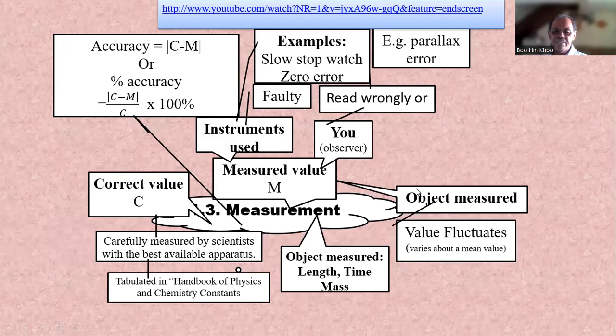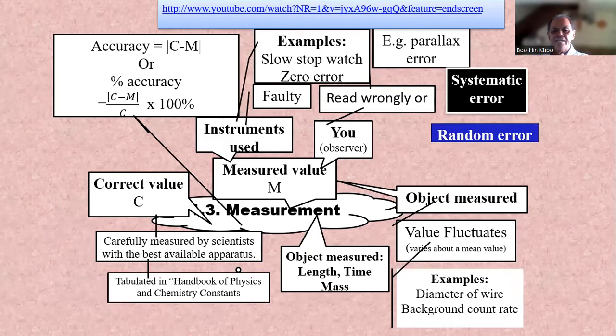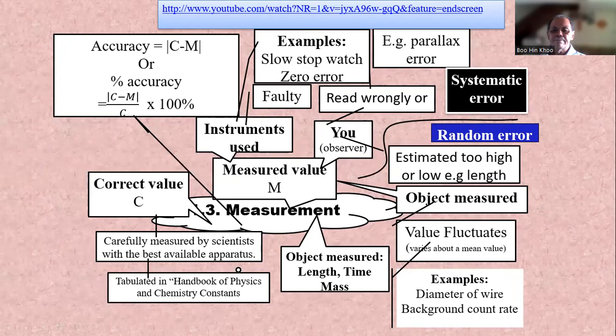When we measure an object, for example the diameter of wire, we get different values. The value fluctuates about the mean value, for example the diameter of wire or background count, where they count the radioactivity of the background. So we can differentiate random error and systematic error. All these are systematic errors. All these are random errors. You estimate too high or too low for a particular length. You have to estimate the last value.